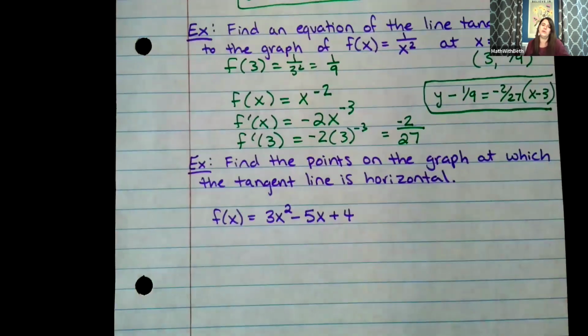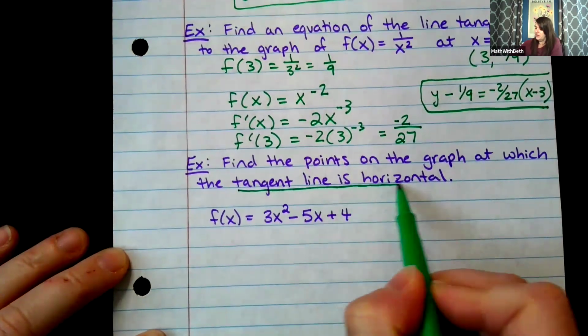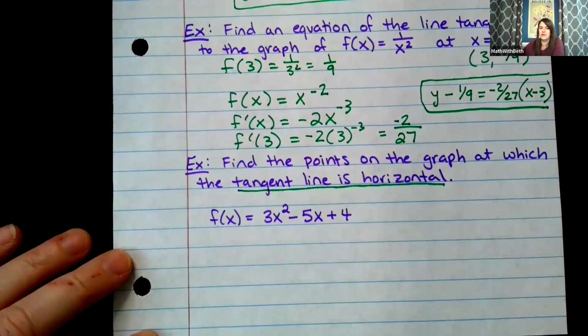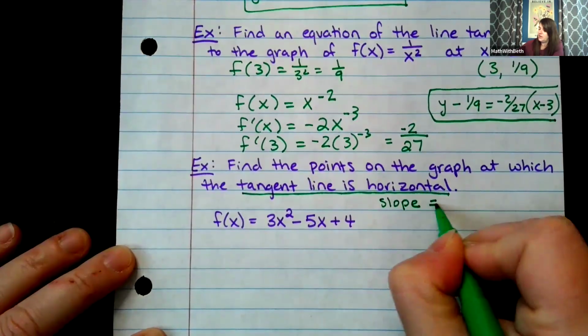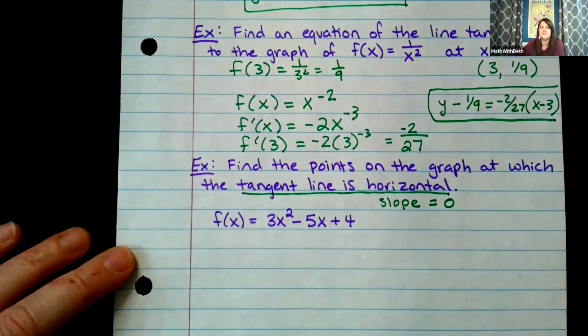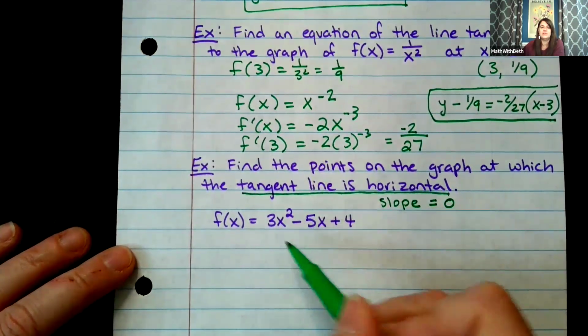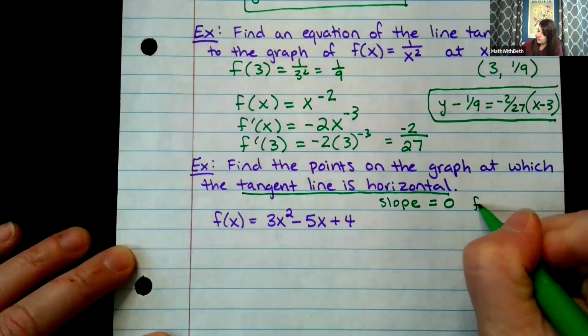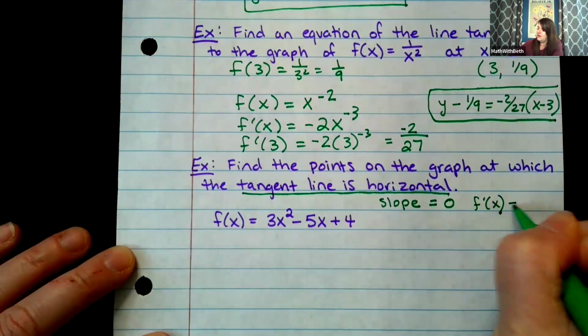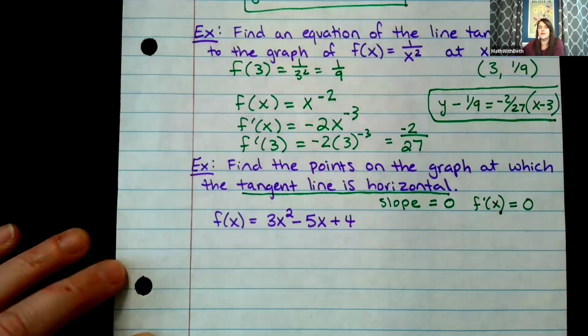Another typical question you'll get along the same lines is find the points on the graph in which the tangent line is horizontal. So this information, tangent line being horizontal, is basically saying that the slope should equal 0. And slope with stuff like this is the same as saying derivative. So really, we're going to find the derivative and set it equal to 0. And that's how we're going to find out where that's happening.